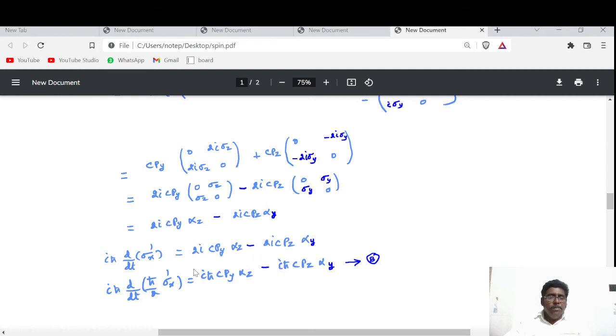Then in the above equation, multiply both sides by h cross by 2. We get i h cross d by dt of (h cross by 2 sigma x dash) is equal to i h cross Cp_y alpha z minus i h cross Cp_z alpha y. We can call this equation B.